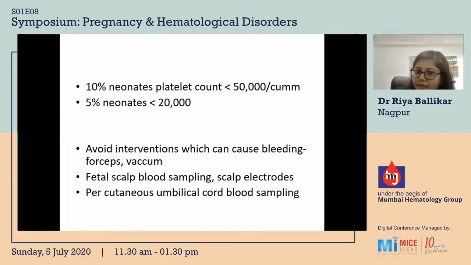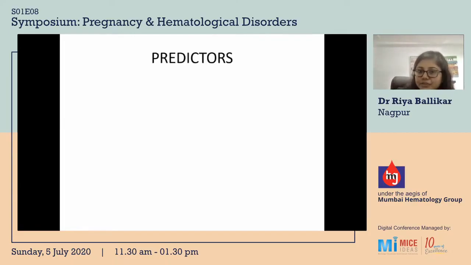How can we avoid bleeding? Answer is simple. Avoid interventions which can cause bleeding, like avoid forceps, vacuum, any fetal scalp blood sampling or electrodes, and percutaneous umbilical cord sampling again should be avoided.